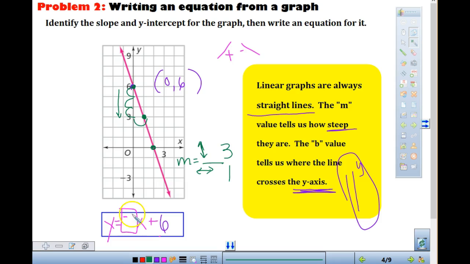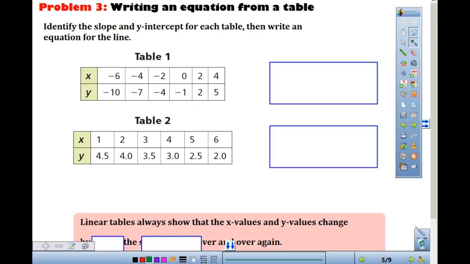So we have y equals negative 3x plus 6. Okay? So some of your homework are going to give you a graph. This homework is 3 pages long, so it gets really long because you have a bunch of graphs and you have to write the equation. You have to write the slope and the y-intercept. Okay? We have not done a lot with tables. You will have a couple of tables on this test when we do this test.